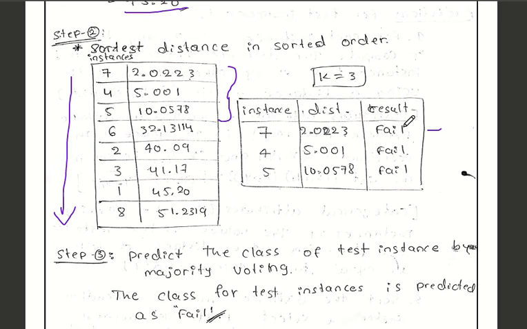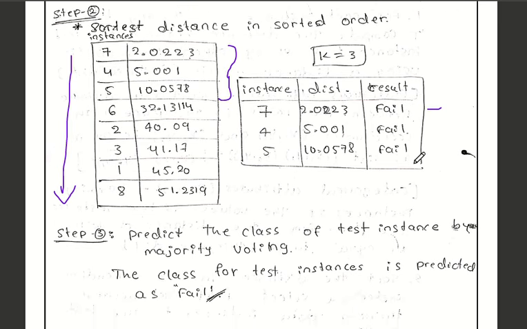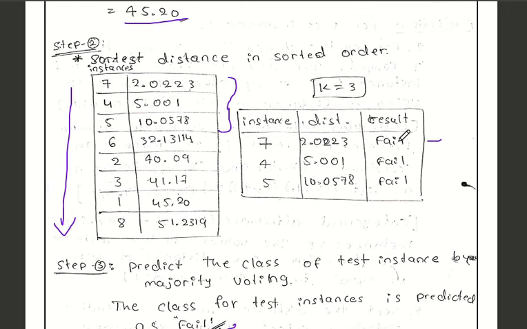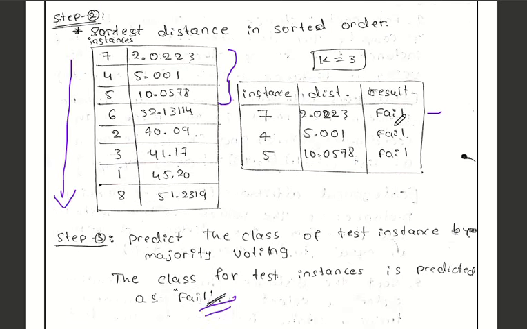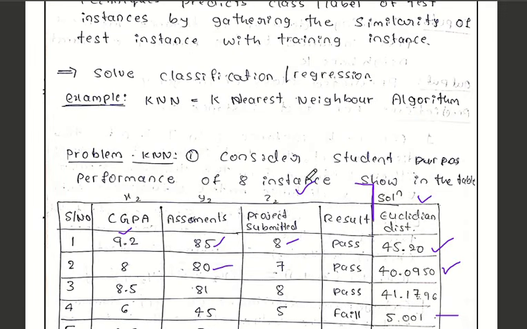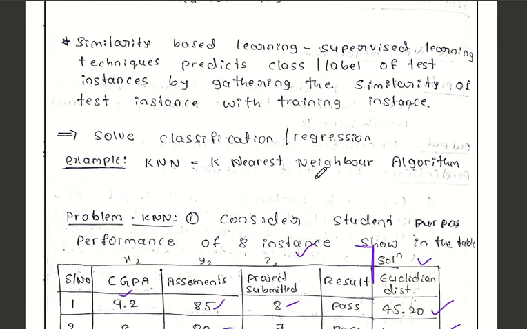For example, see here all three are fail, so the result is you will get a fail itself. If two are pass and one is fail, the majority passes are there, so the result will be pass. So based on that you need to perform. It is a very simple problem, k nearest neighbor.